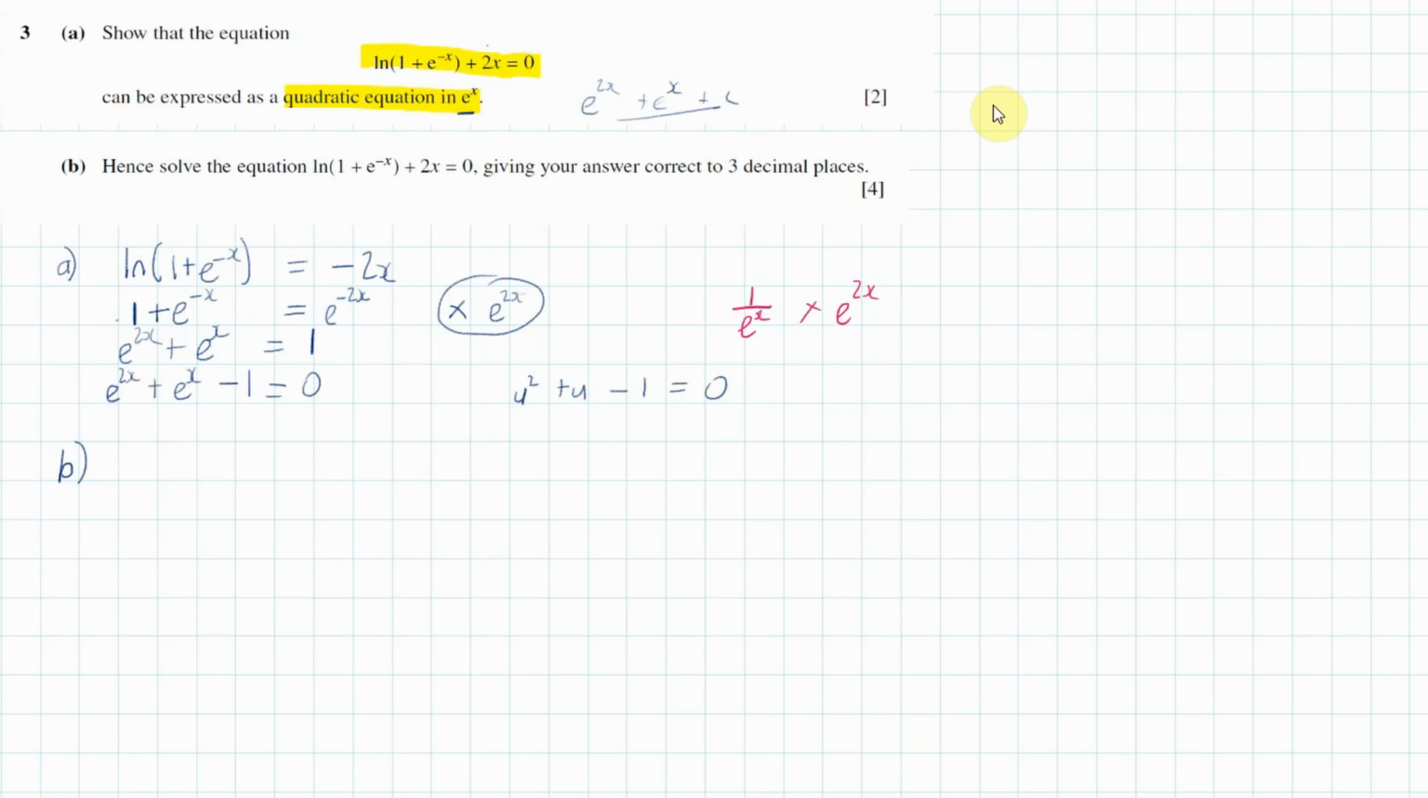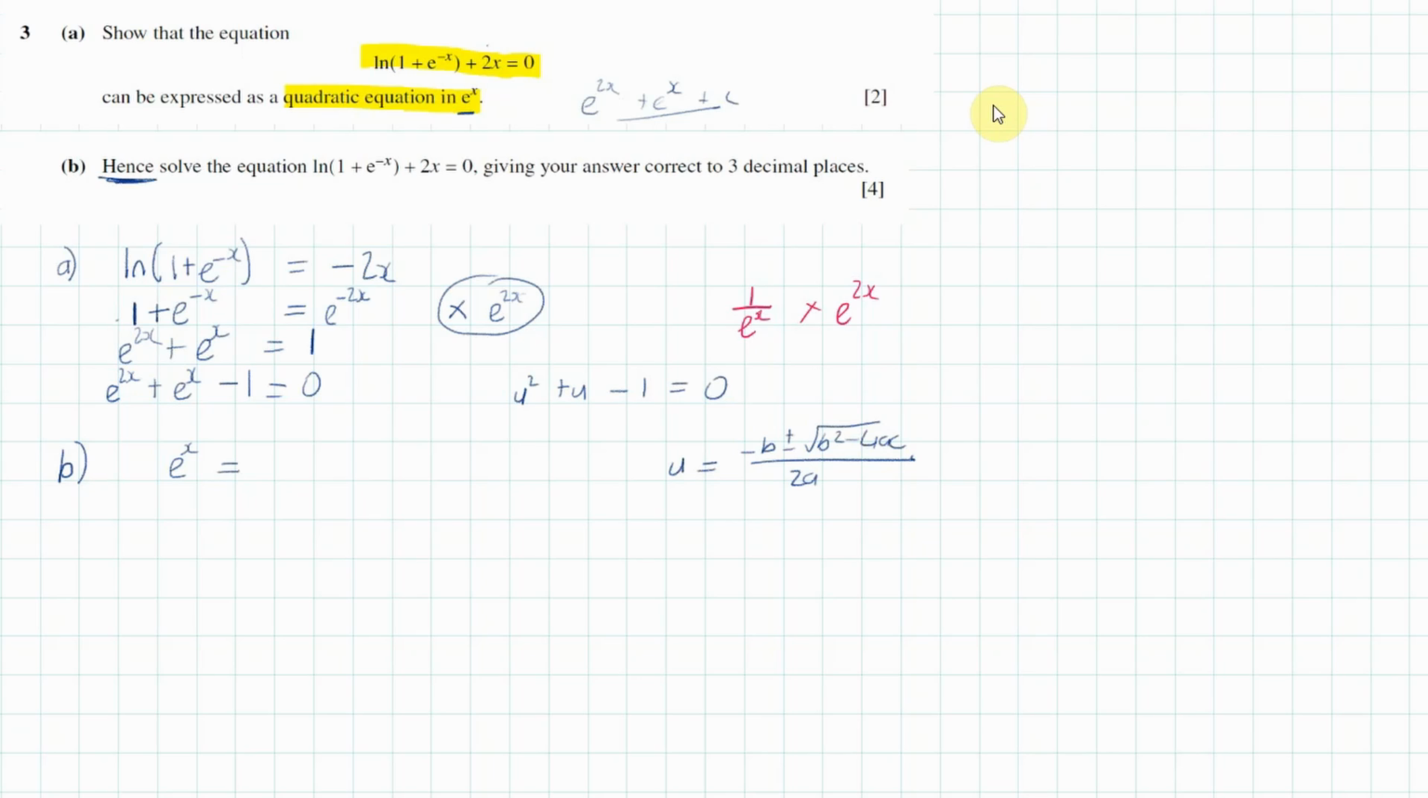Now I'm going on to part 2, and for part 2, it says hence. Hence, I'm going to use what I've just done to solve the equation, giving my answer to 3dp. Well, my first step might be to find out what e to the x equals. And I'm going to use the quadratic formula. Remember, if I had a quadratic in u, I'd go u equals minus b plus or minus square root b squared minus 4ac, all over 2a. Well, the u in this equation is actually e to the x.